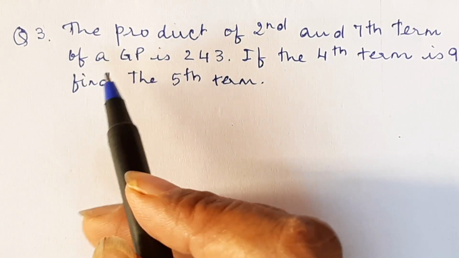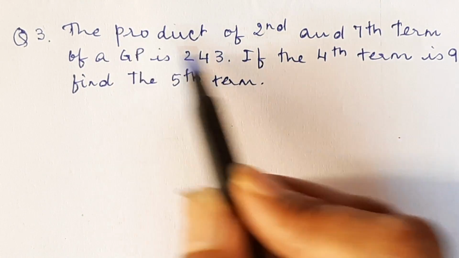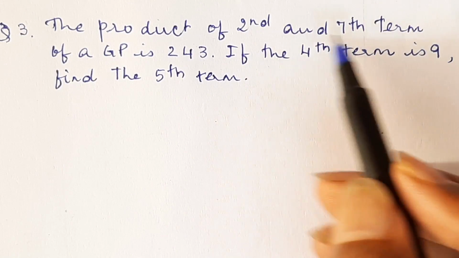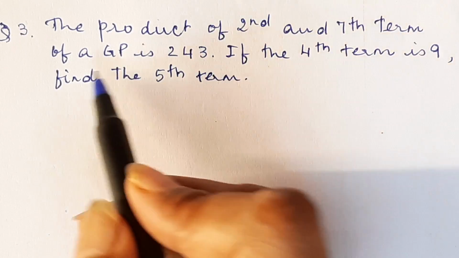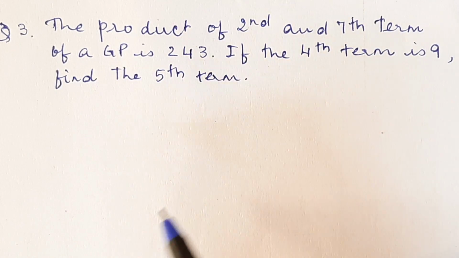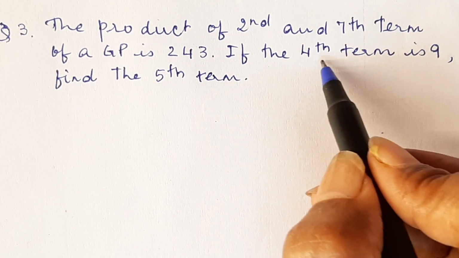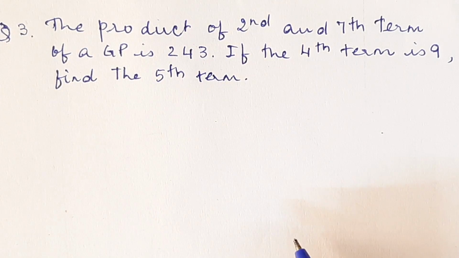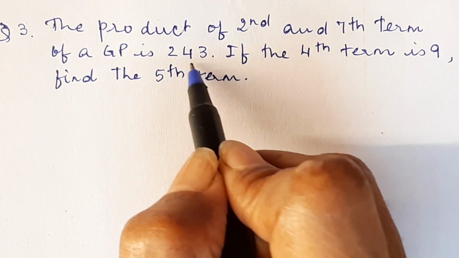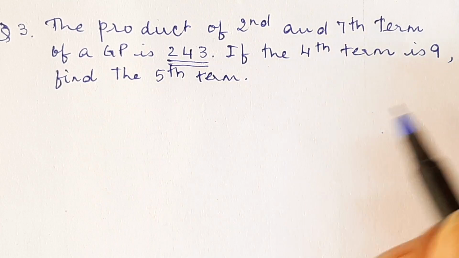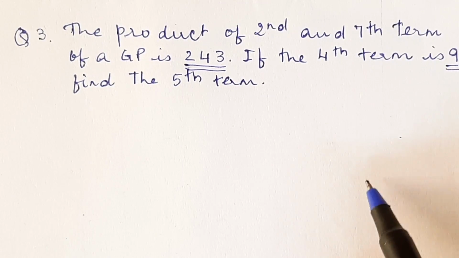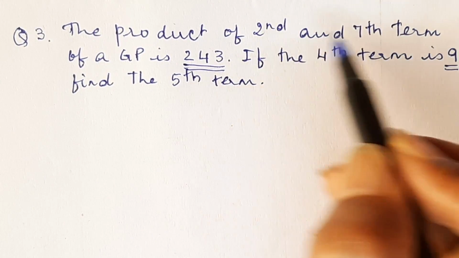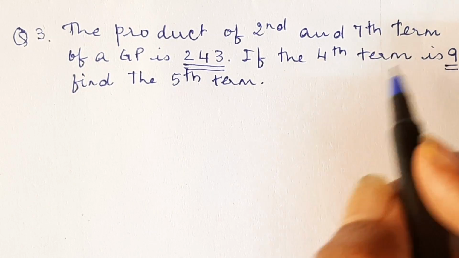Let us come to question 3. The product of second and the seventh term of a GP is 243. If the fourth term is 9, find the fifth term. Now here, look for the clues. We have 243 which is given and 9 which is given. So second term becomes A2, seventh term becomes A7.